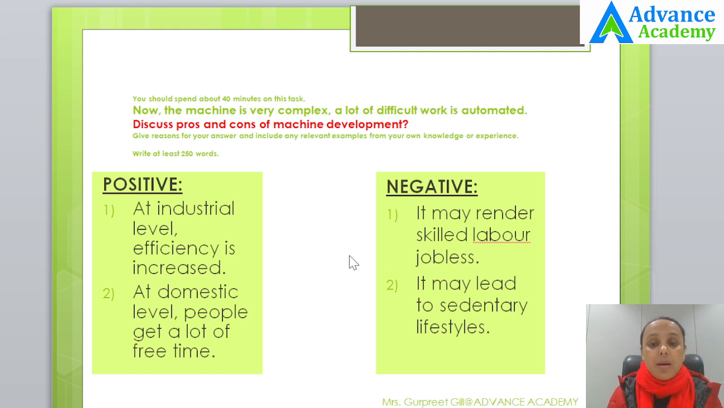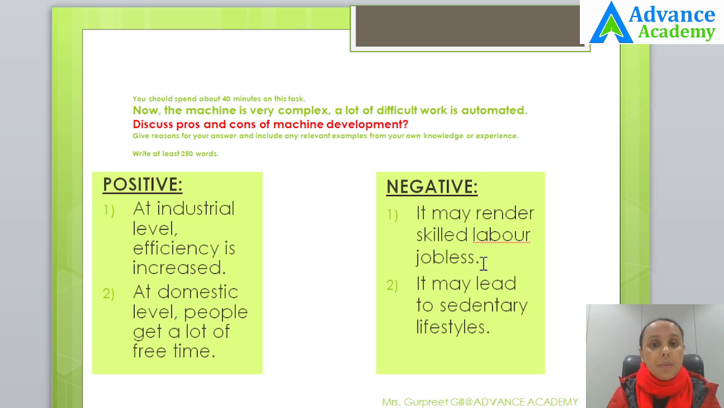And in the second body paragraph, you will be thinking about negative ideas. So the first negative impact is that if there are so many automatic machines in the industry, it may render skilled labor jobless. Many of the people who do the work manually, I mean with their hands, if they have any vocational skill, then their work will be substituted by the machines. So those people would not be required in the industries in the future, hence they might get unemployed.